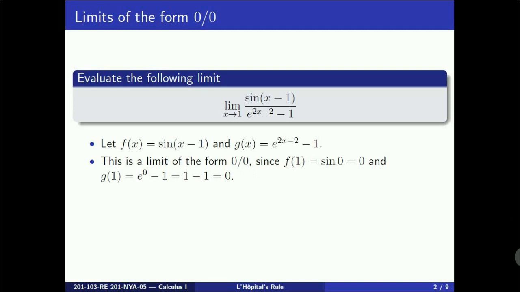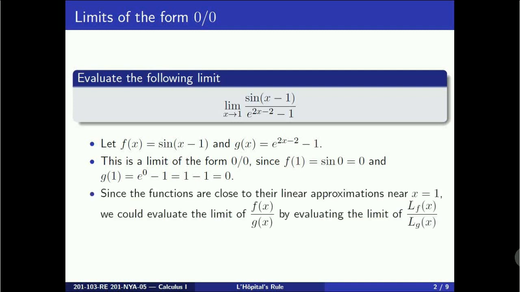We've seen numerous tricks at the beginning of the semester to deal with limits of this form, such as factoring, multiplying and dividing by the conjugate, or writing the fraction as a simple fraction, but none of those really apply here. This video is about another trick that we can use that is extremely powerful. We will soon state what that trick is, but before that, we will use the given limit to illustrate why it works. The main idea is that the functions f and g are close to their linear approximations near x equals 1, and we could evaluate the limit of f of x over g of x by evaluating the limit of the ratio of their linear approximations, L of f of x over L of g of x.